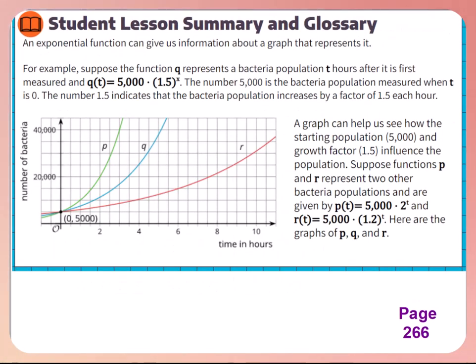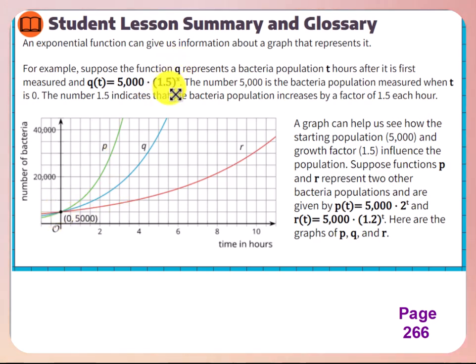All right, in the summary and glossary, get your highlighters out. Highlight this equation, Q of t. Take a look at that. It's going to start at 5,000. Okay, so look at your increments, 20,000, 40,000. So this is 5,000, 10,000, 15,000, 20,000. So 5,000 is going to be right here. Each of these equations or functions, function Q, function P, and function R, start at 5,000.